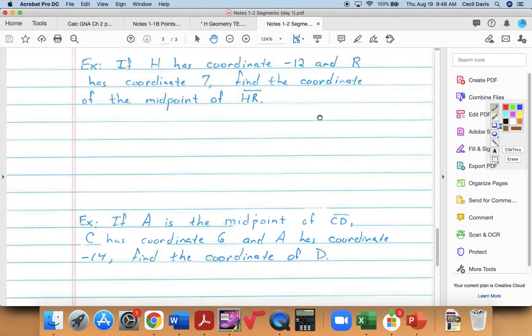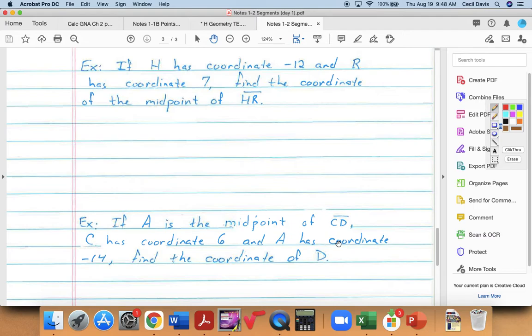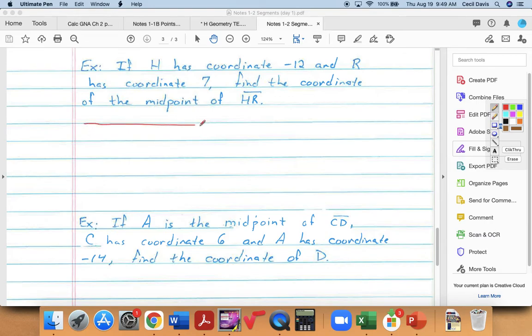So, let's do two different types of problems with this. If H has a coordinate -12 and R has a coordinate 7, find the coordinate of the midpoint of HR. Now, a diagram is not required on this at all, but it doesn't hurt. So I'm going to draw, and I'm not going to draw all the points between it.